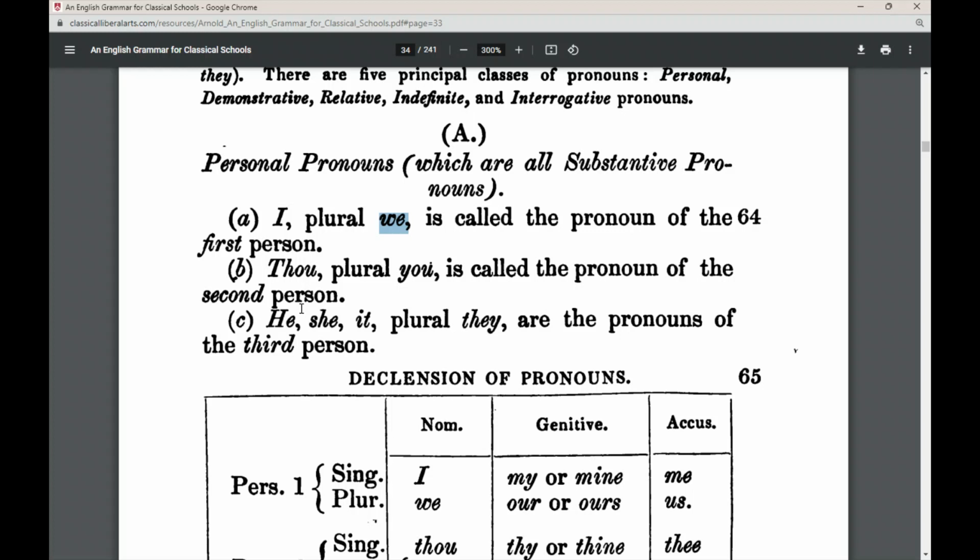And then lastly, the third person. Remember this idea of the conversation: if two people are talking about someone or something else, that other thing is the third person. So we have three persons in pronouns. We have the pronoun I, the first person, the pronoun thou, the second person, and the pronouns he, she, it, and they, the third persons.